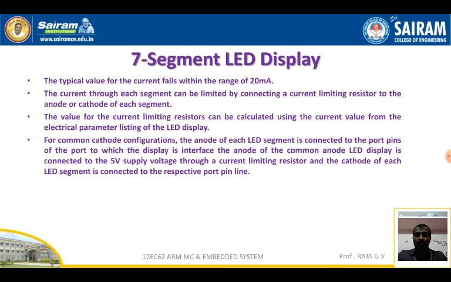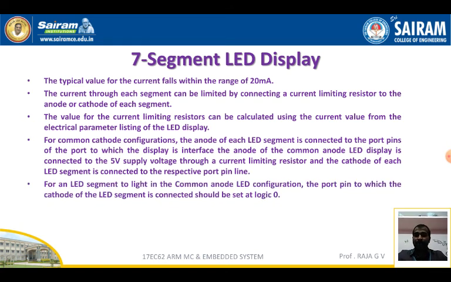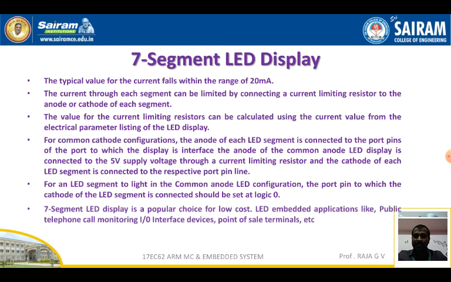For the common cathode configuration, the anode of each LED segment is connected to the port pins of the port to which the display is interfaced. The anode of the common anode LED display is connected to the 5-volt supply voltage through a current limiting resistor, and the cathode of each segment is connected to the respective port pin line. For an LED segment to light in the common anode configuration, the port pin to which the cathode of the LED segment is connected should be set at logic 0.